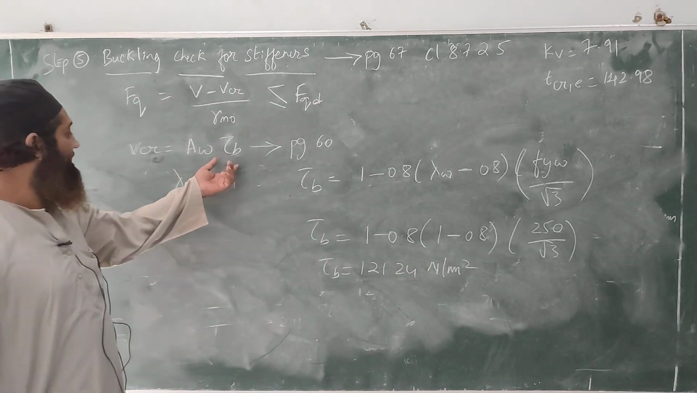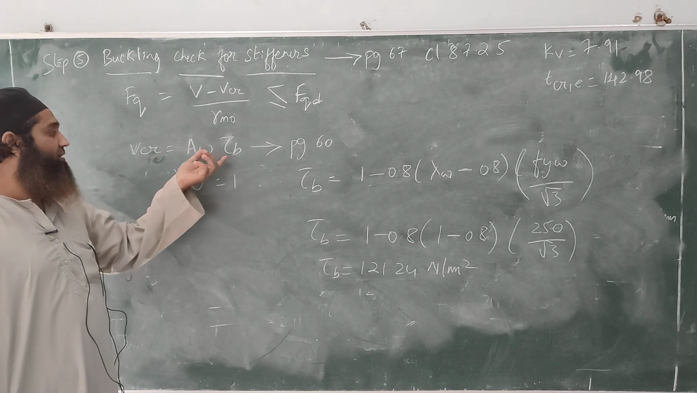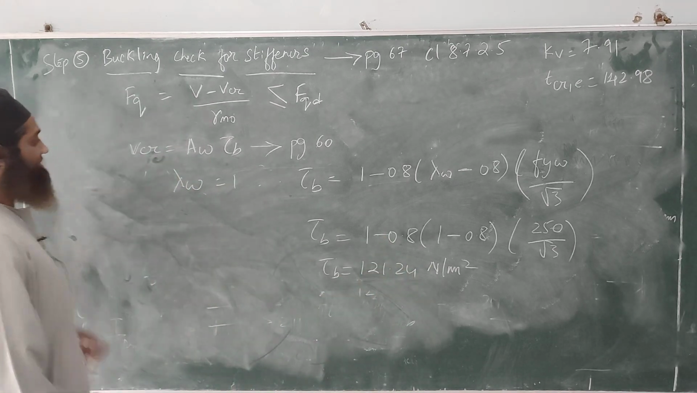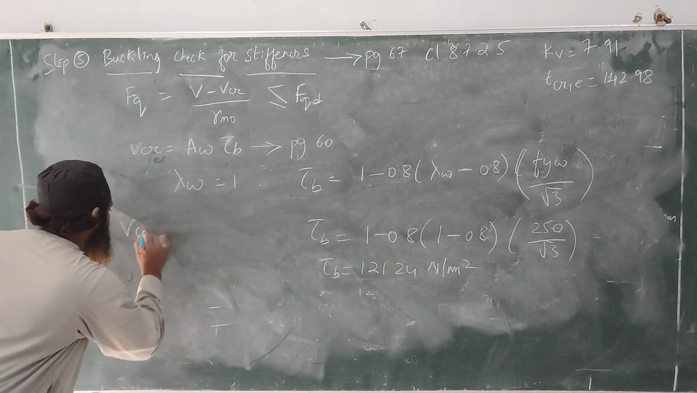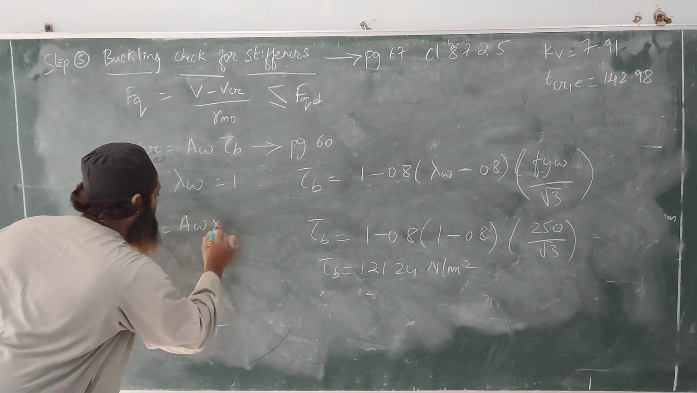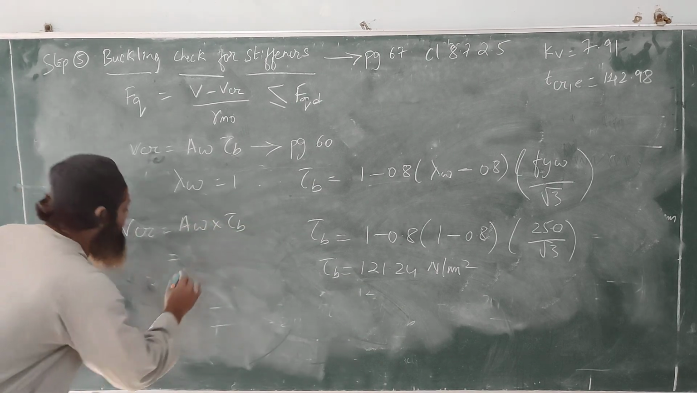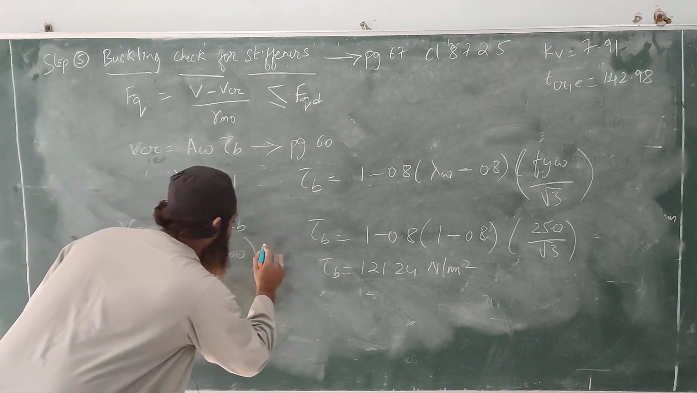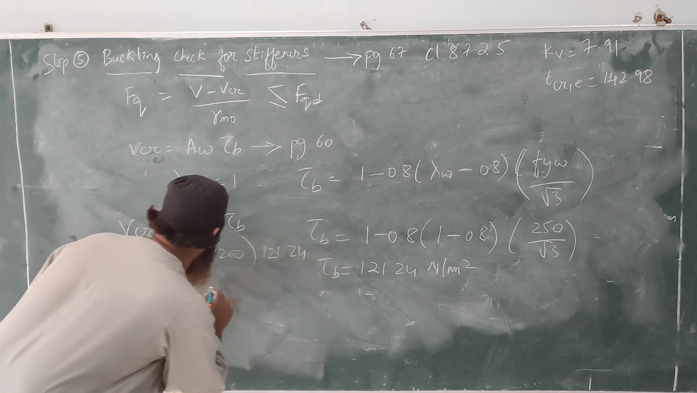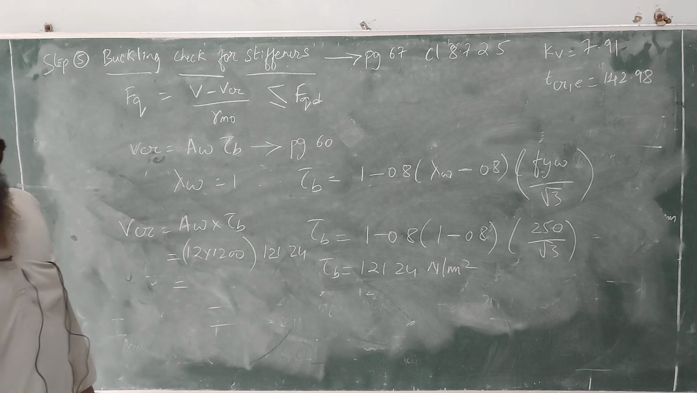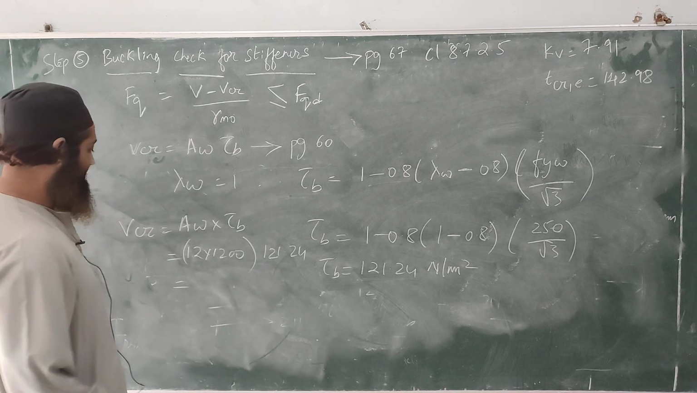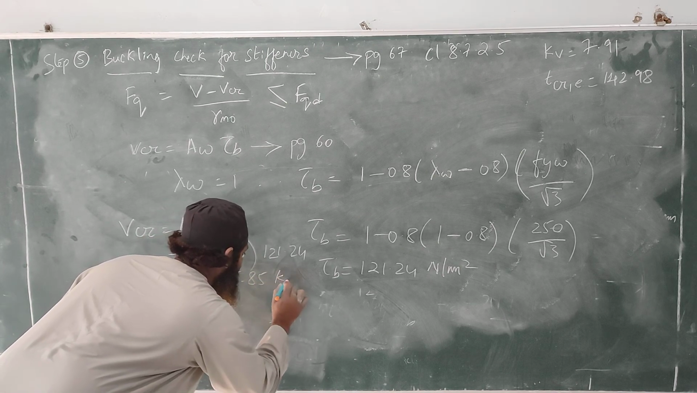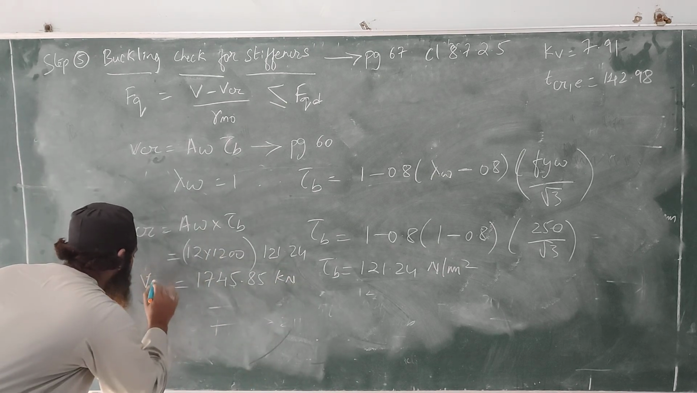So we have reached till here. Now VCR is area of web into tau B. Tau B value is 121.24. Area of web we know, I'll just substitute now. VCR is equal to area of web into tau B. Area of web is 12 into 1200, into this 121.24. So after calculations I'm getting that value as 1745.85 kilonewton. This is the value I've got as VCR.